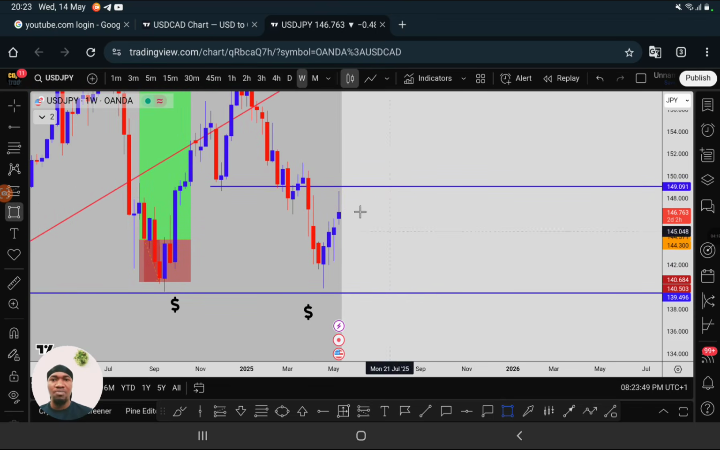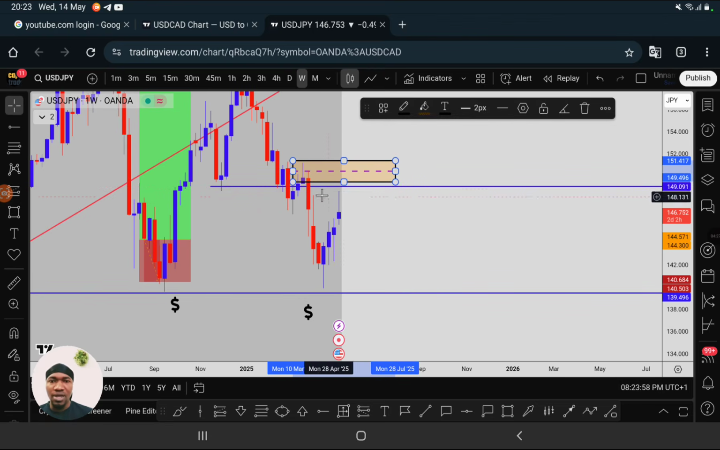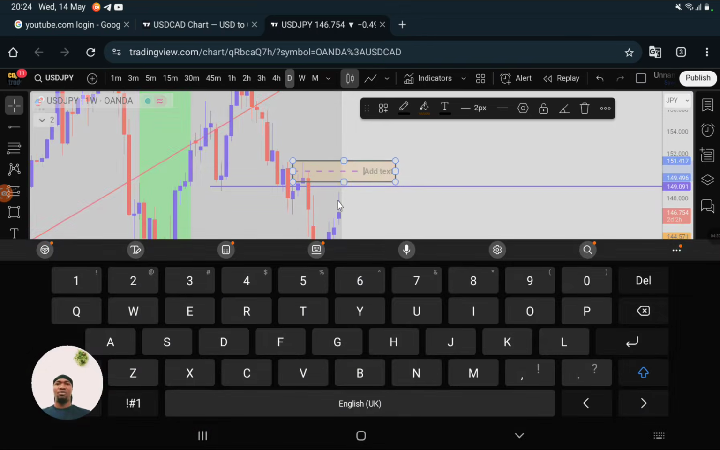There is another block at this zone, which is here. There's another block here, right? And if you look again, there is a fair value gap between this area. So this is another block. There is a fair value gap here. So let's go down to daily to make it more visible.